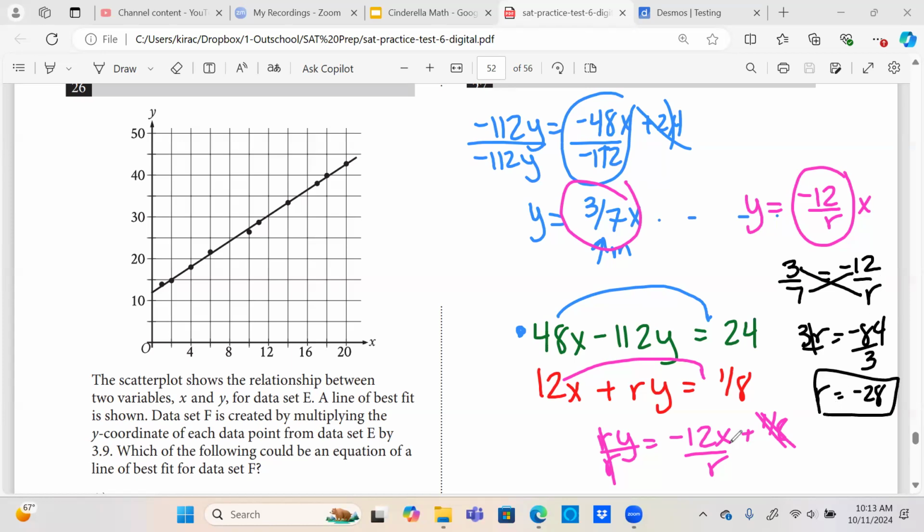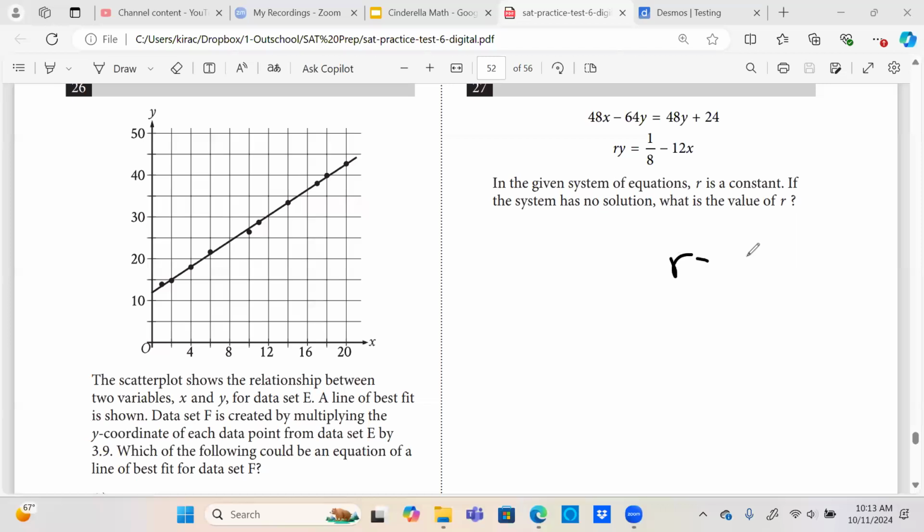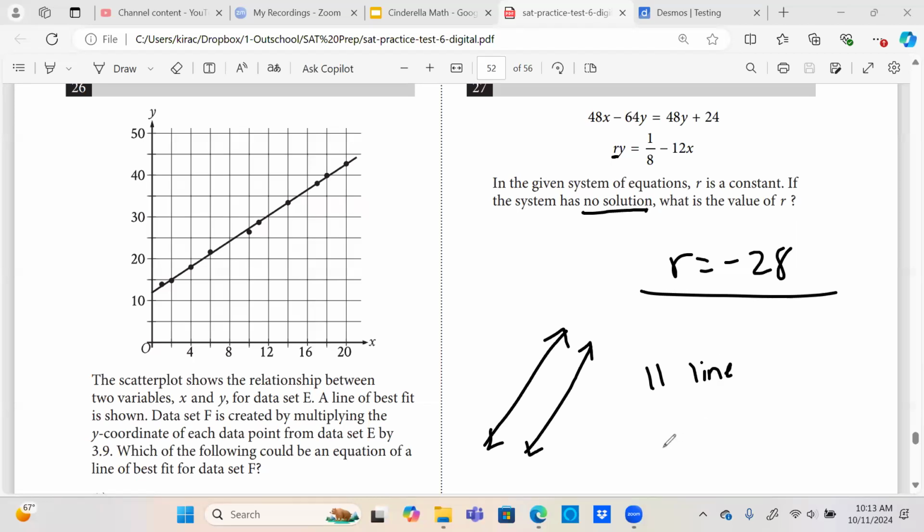Woo! Negative 28. Are they asking for r? R. Let me check that. Yes. Yes, indeed. Trying to think if you could have done it in Desmos. I think maybe, but I don't know if it would have been worth the time, because you don't know R. I think you almost have to do that by hand. So the name of the game was no solution, knowing that those would be parallel lines, and knowing from geometry that parallel lines have the same slope.